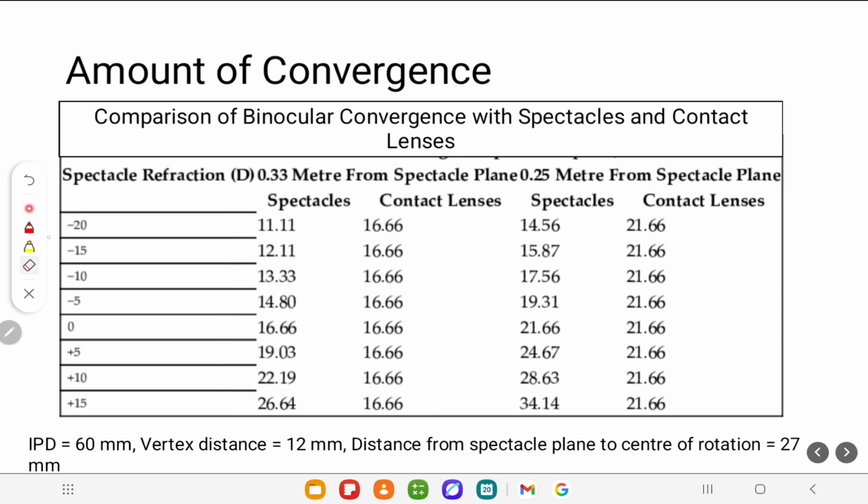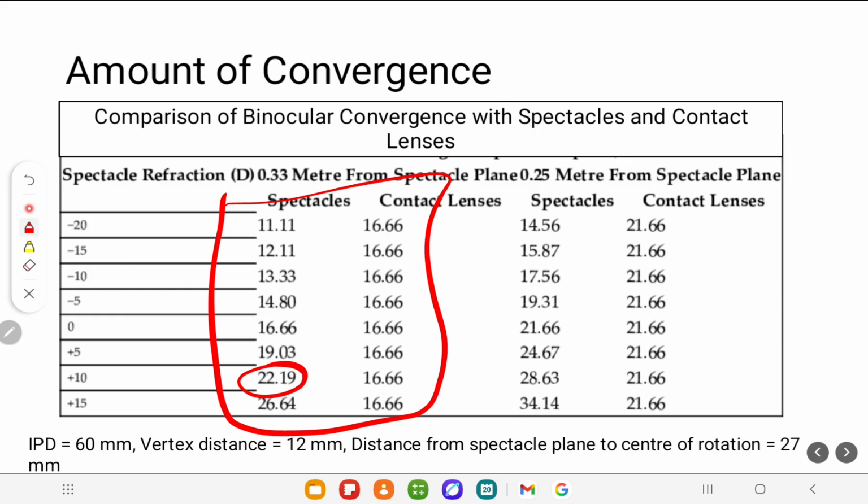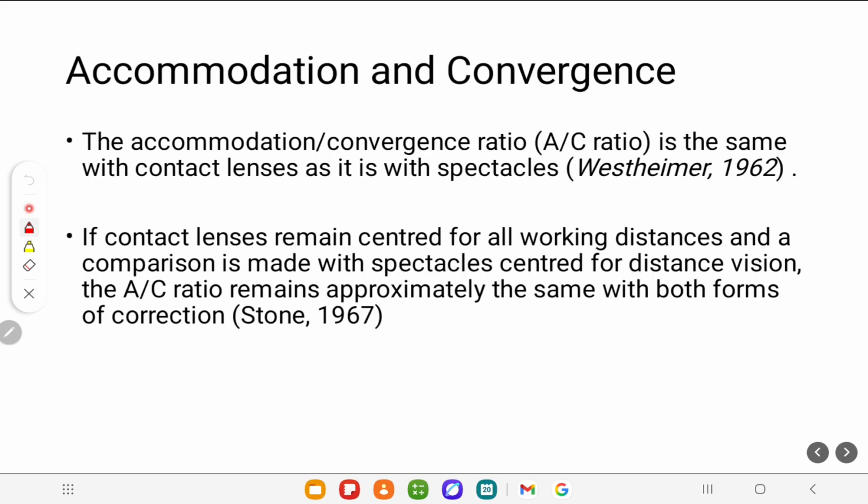I'm just taking an example of this graph. In hyperopia, there is this much amount of convergence, up to 22.9, and when you switch to contact lenses, it decreases, isn't it? Yes. And in myopia, this is the amount of convergence for a 20 diopter spectacle. Whenever you switch to contact lenses, you have to converge more, isn't it? Yeah, that's what I'm talking about. For this graph, IPD is taken at 66, versus 22. The distance from the spectacle plane to the center of rotation is roughly 27 mm.